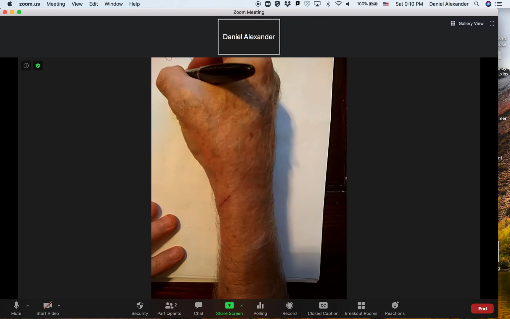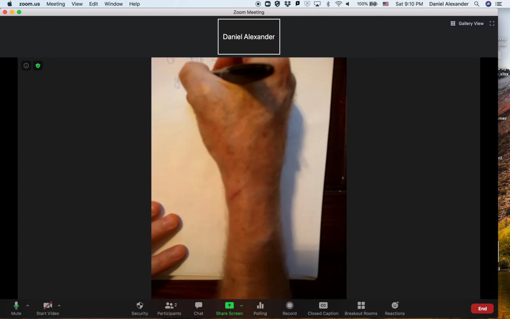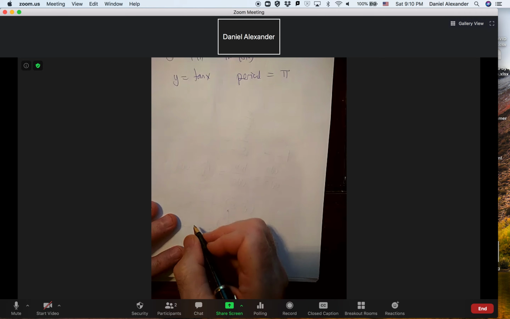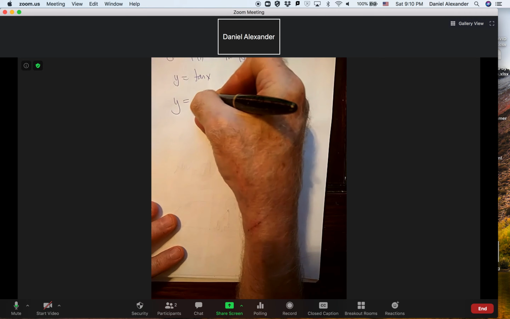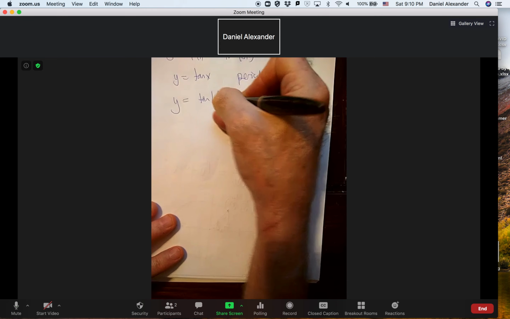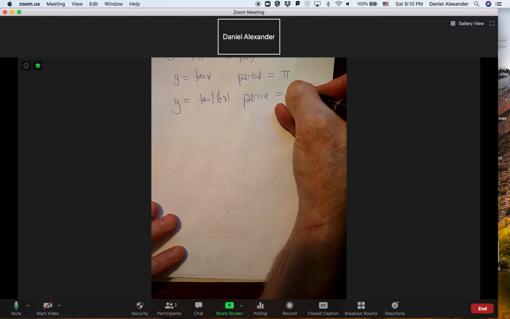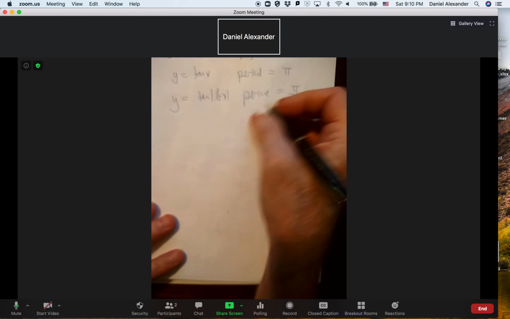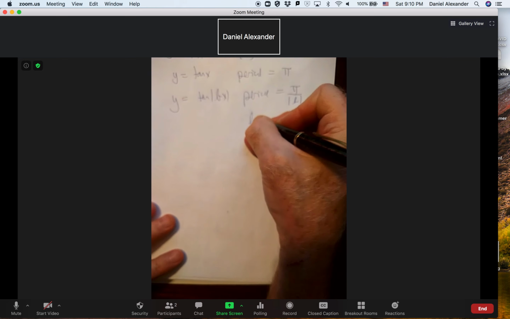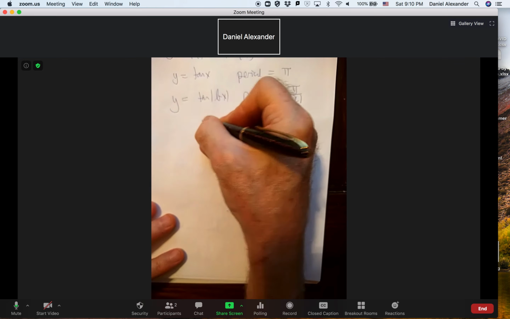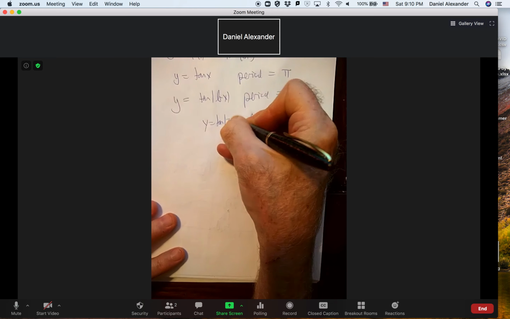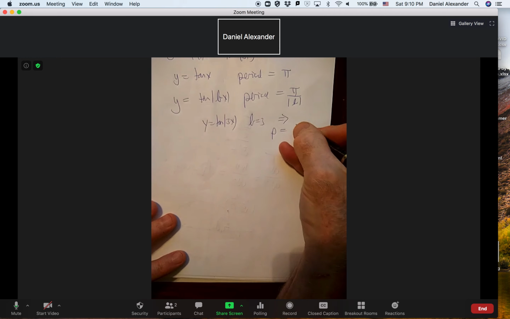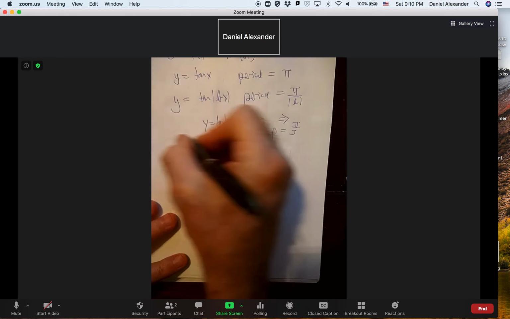Now remember, if we look at y equals tangent x, the tangent period is equal to pi, the normal one. So when we have y equals tangent bx, the period is going to be pi over absolute b. So here we have y equals tangent 3x, b is equal to 3. So the period for y equals tangent 3x is going to be pi over 3.